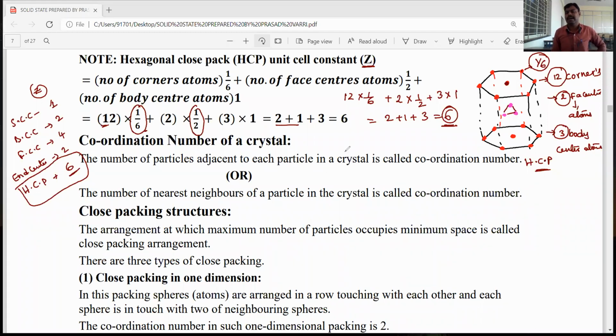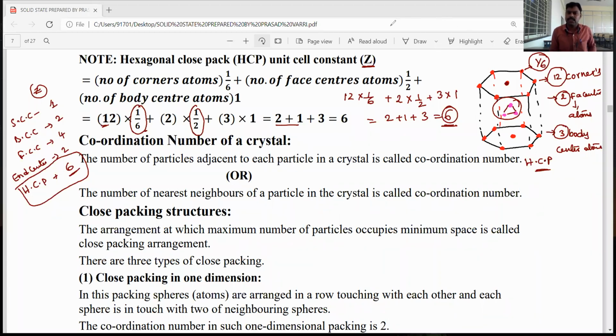So you have to remember it, otherwise you have to remember the structure. According to the structure, the corner contribution in HCP is 1 by 6. There are 12 corners present, and 2 atoms at face centers, whose contribution is equal to 1 by 2, and 3 atoms in the body center. This is important: 3 atoms are in the body center in HCP. Okay, so the total unit cell constant for HCP is equal to 6, dear students.